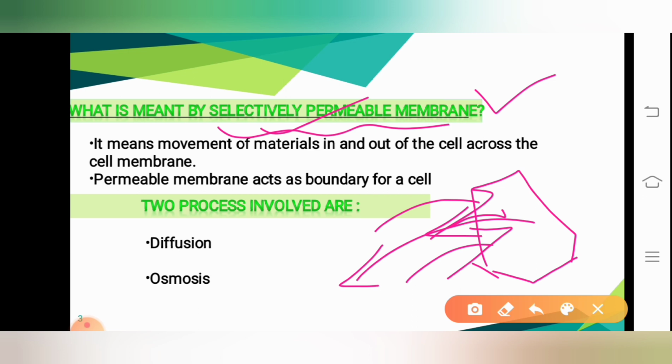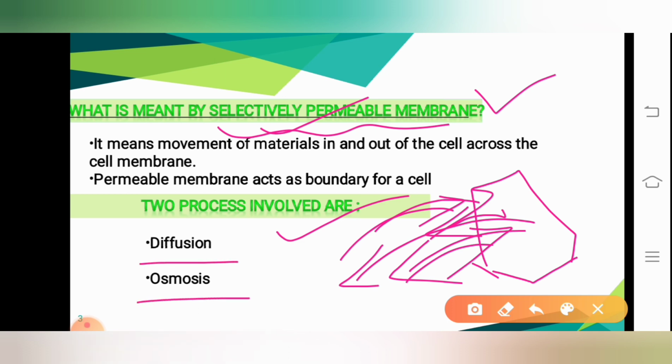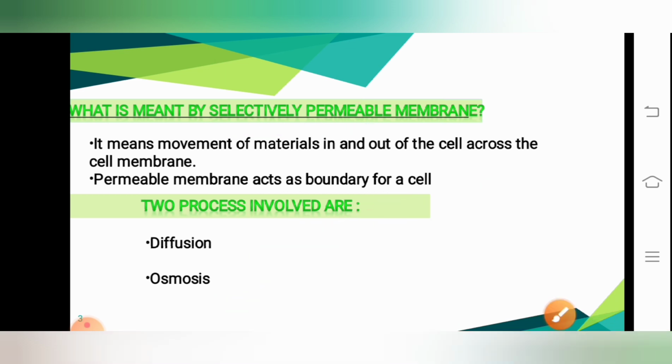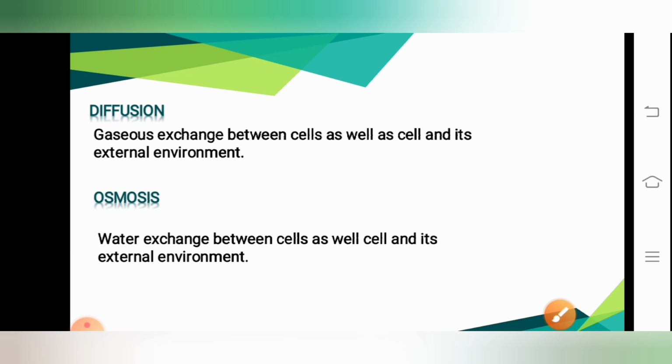Through the plasma membrane. It is happening because of two important processes. There are two main processes involved in the movement of substances in and out of the cell. The first process is diffusion and the second process is osmosis. I repeat, the two important processes involved in the movement of substances in and out of the cell are diffusion and osmosis. Now let us understand one by one what is diffusion and what is osmosis.